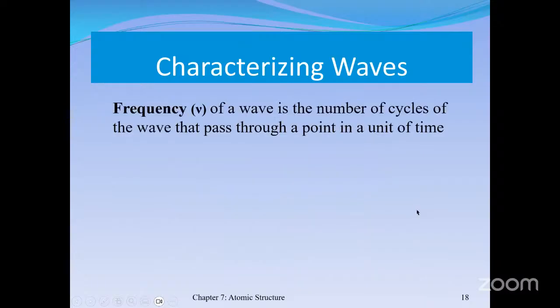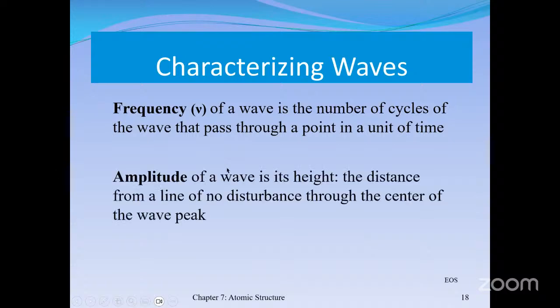The next characteristic of a wave is what is known as a frequency, represented by the Greek letter nu, which looks like a V, or in some textbooks I've seen them use the letter F to represent frequency. And the definition of a frequency is the number of cycles of a wave that passes through a point in a unit of time. And the unit of time is usually seconds. In fact, I don't recall ever seeing the unit of time in this context being expressed in any other unit but seconds. So the actual unit of frequency will be seconds to the -1. So let me just write that down here.